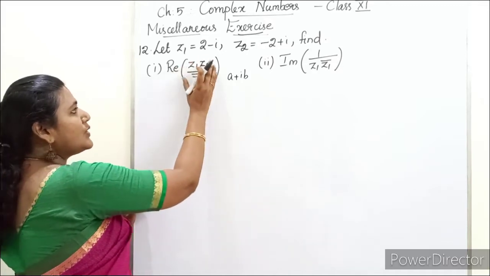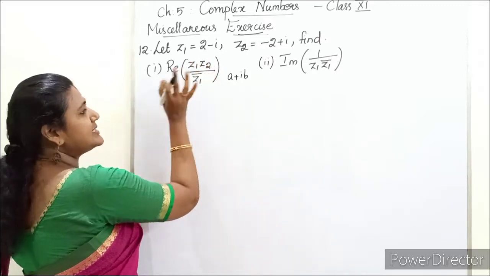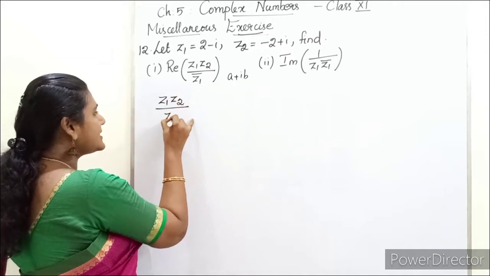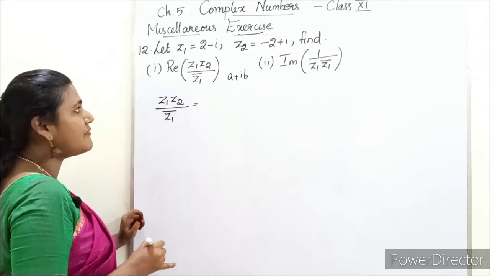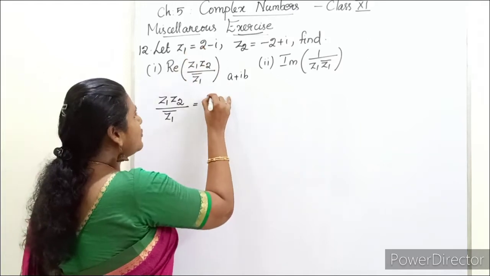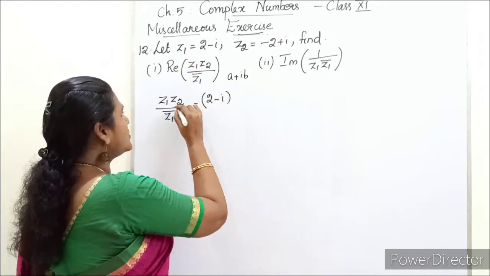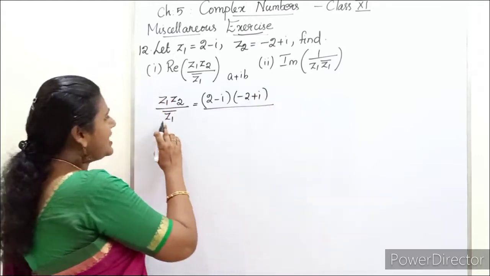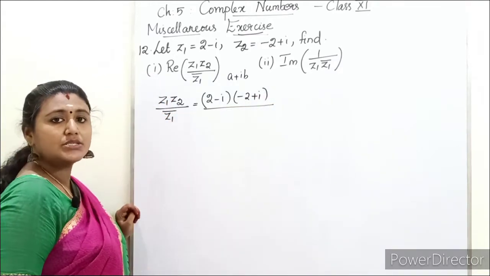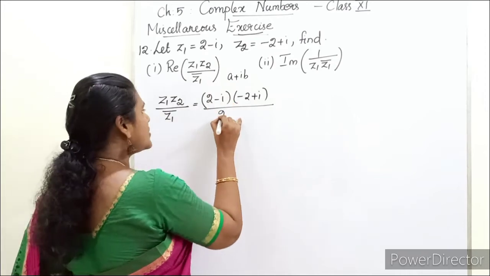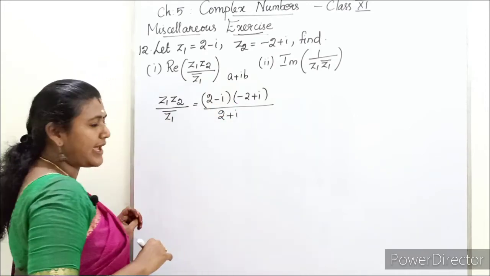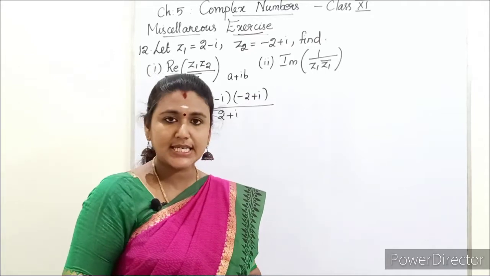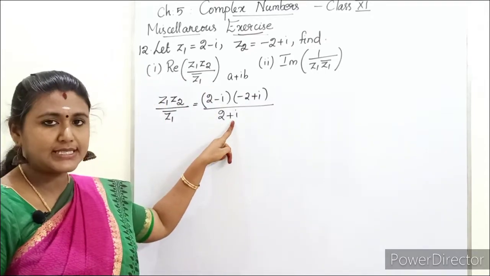So first we are going to simplify the expression inside the bracket. So z1 z2 by z1 bar we are going to simplify. What is the value of z1? 2 minus i, into z2, which is minus 2 plus i, divided by z1 bar, that is the conjugate of z1. What is the conjugate of z1? 2 plus i. You know how to find the conjugate of a complex number? By changing the sign of the imaginary part.